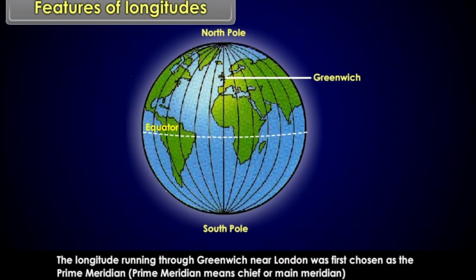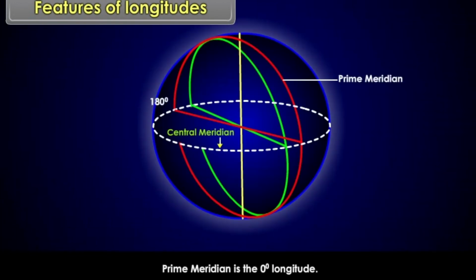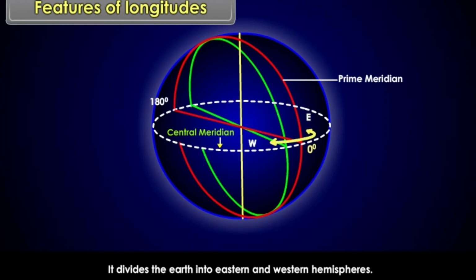The longitude running through Greenwich near London was first chosen as the prime meridian. Prime meridian means chief or main meridian, having noon at the same time at all places on this line. Prime meridian is the 0 degree longitude. It divides the Earth into eastern and western hemispheres.